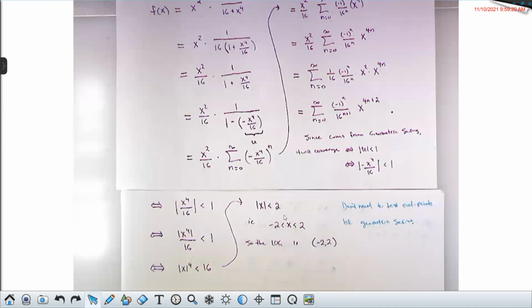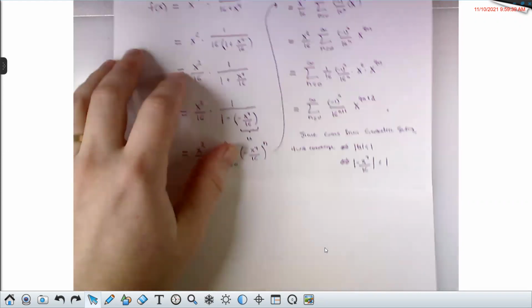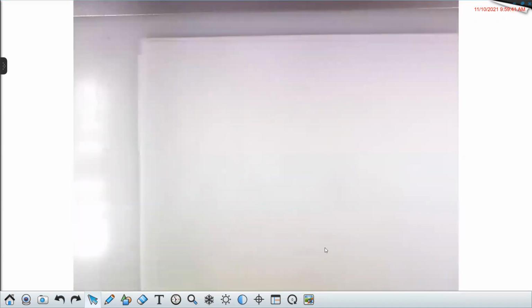What's the radius of convergence? 2. Very good, right? The distance from the center to the endpoints. All right. That out of the way, let's look at some calculus operations on power series.